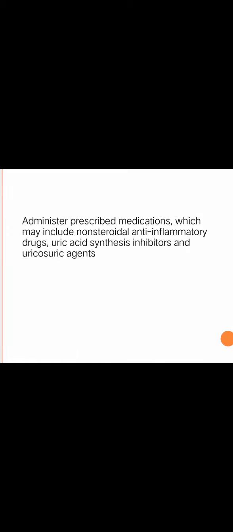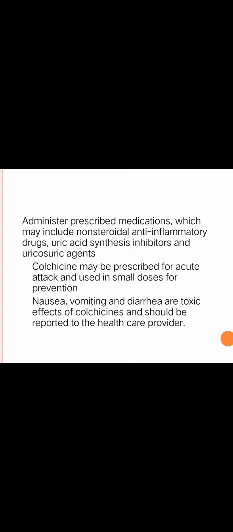Administer prescribed medications, which may include non-steroidal anti-inflammatory drugs, uric acid synthesis inhibitors, and uricosuric agents. Colchicine may be prescribed for acute attack and used in small doses for prevention. Nausea, vomiting, and diarrhea are toxic effects of colchicine and should be reported to the healthcare provider.